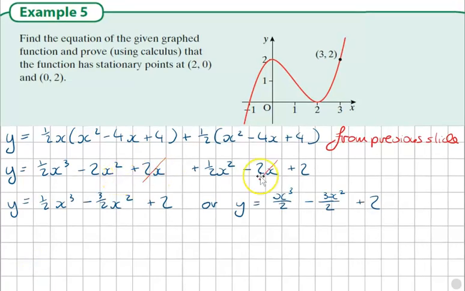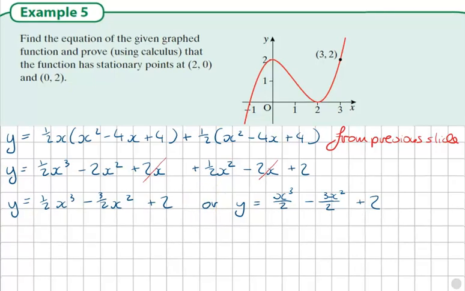The 2x and the minus 2x will cancel, and we're left with y is equal to a half x cubed minus 3 over 2 x squared plus 2, which we can rewrite as y is equal to x cubed over 2 minus 3x squared over 2 plus 2. So either will do. Both are correct.